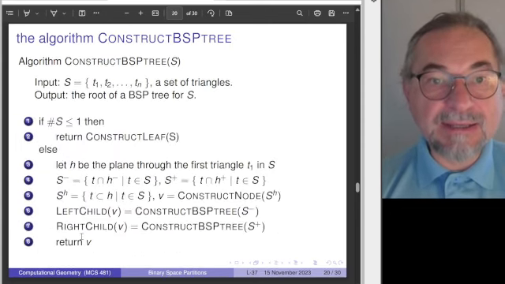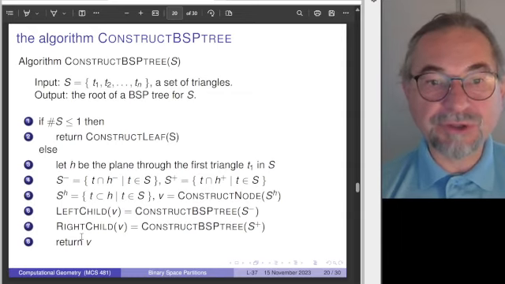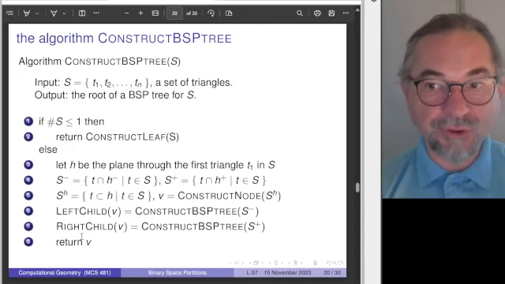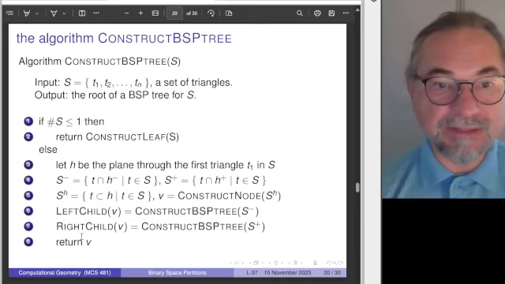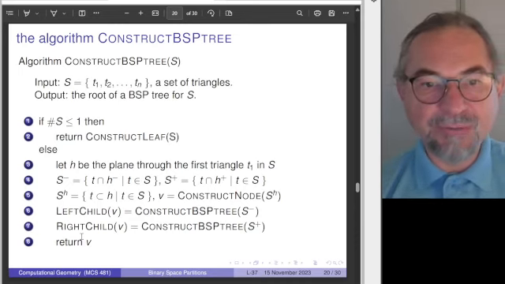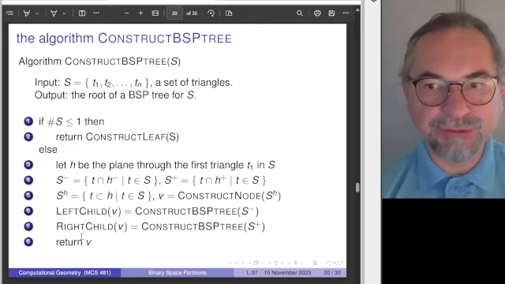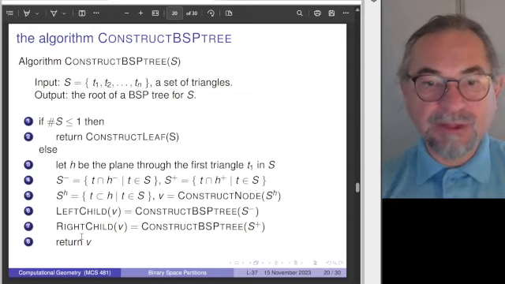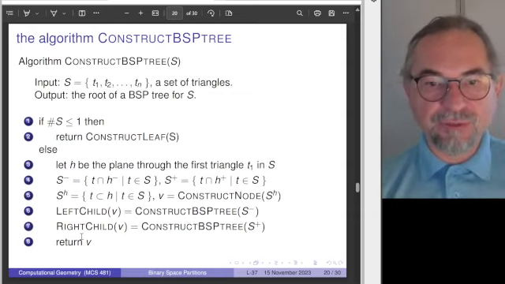Okay, here is then the algorithm. It's recursive. We had a recursive definition, and now we also have a recursive algorithm. If there's only one element or even less, then we don't really do anything. We construct a leaf. We return the tree, there's only one node. Otherwise, we do this auto partitioning. We take the plane through the first triangle.